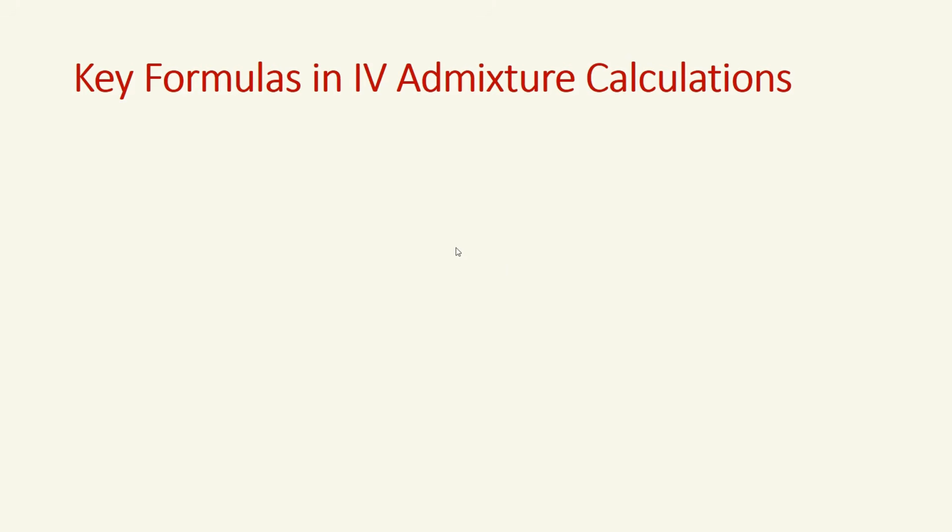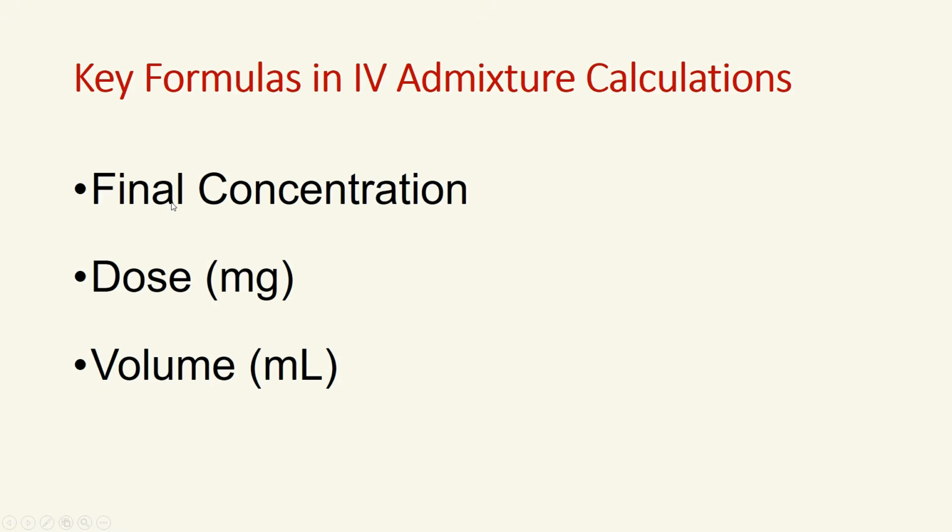Here I would like to present three types of calculations. One will ask you to calculate the final concentration after adding a drug to the IV bag. What would be the new concentration? Or what dose would you require to get a particular concentration? Or what volume would you take to make a specific concentration? Those types of calculations are often tested in the board exam for IV admixture calculations.